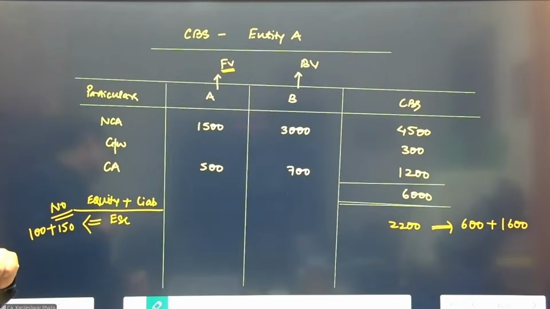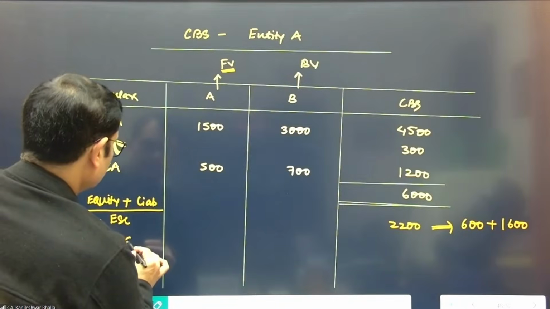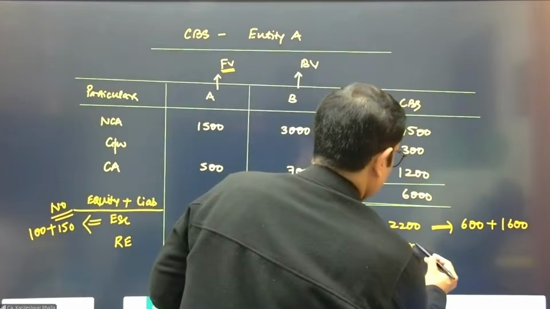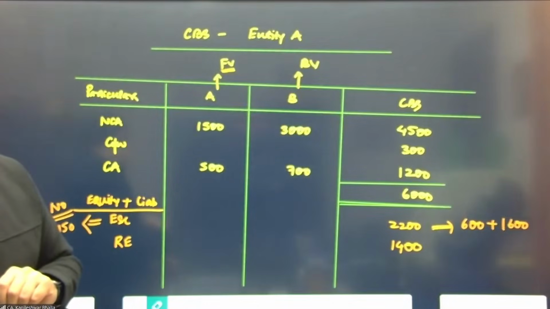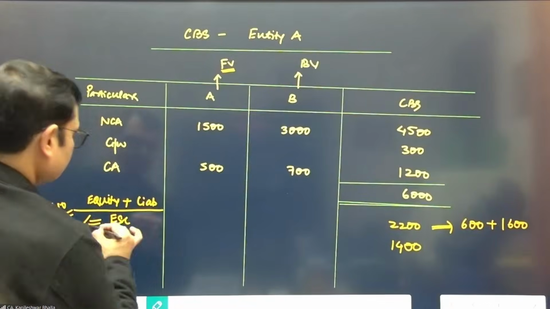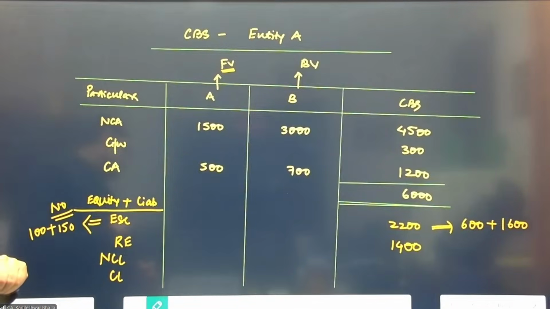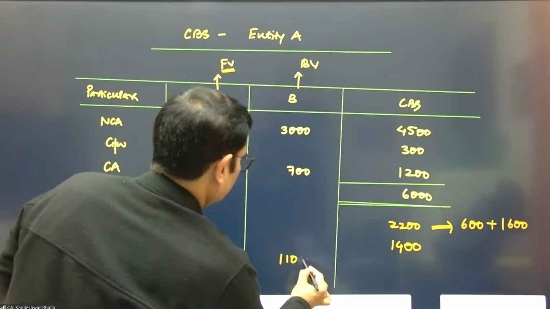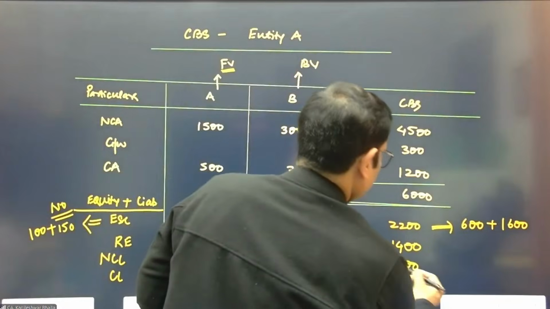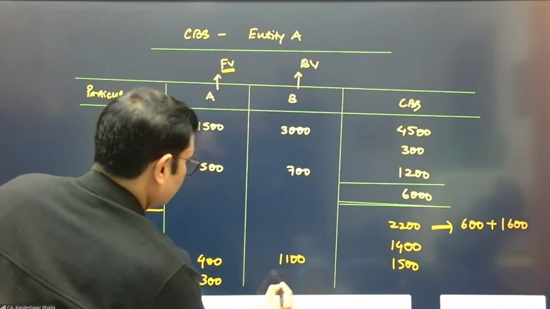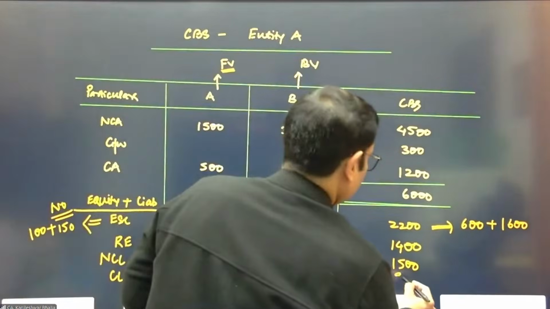And then let's consider the retained earnings. Retained earnings will be only for the company B, and that's to the extent of 1400. And there is no NCI, and we're just given the non-current liabilities and the current liabilities. They are all at book value. So non-current liabilities is 400 and 1100. That works out at 1500. And the current liabilities are 300 and 600. And that works out at 900.